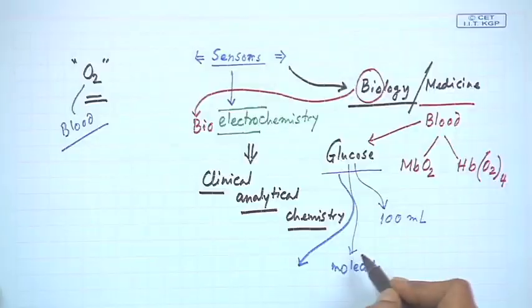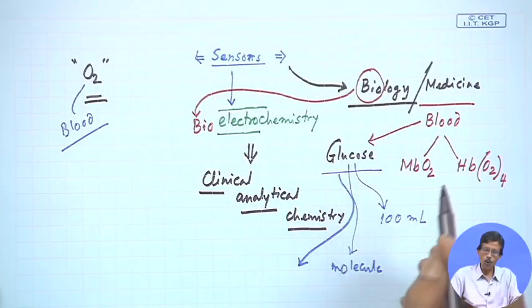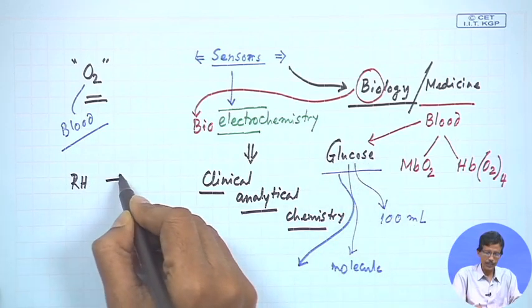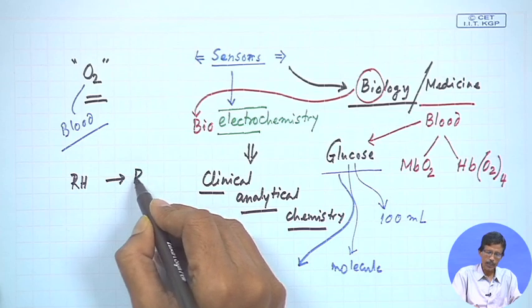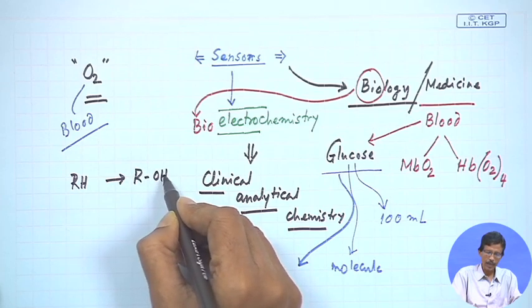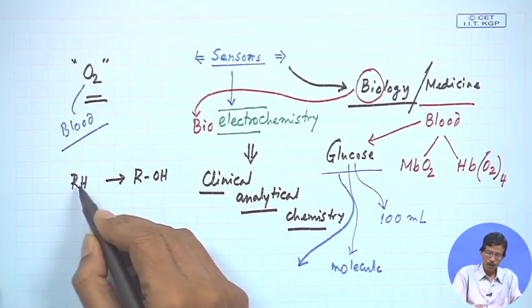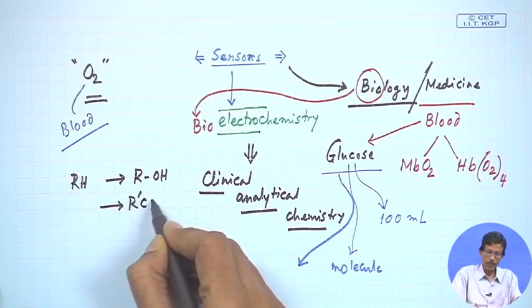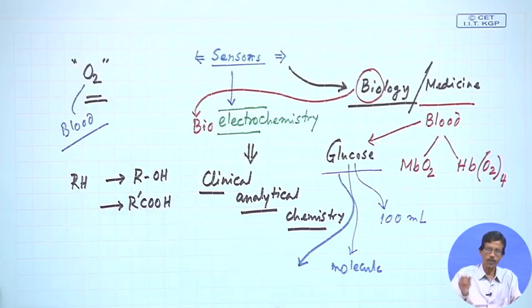But to organic chemists, we all know that if they have some species like RH, they are happy to talk in terms of its formation as ROH, or if some carbon is coming out over here, you can consider that as R prime COOH formation.